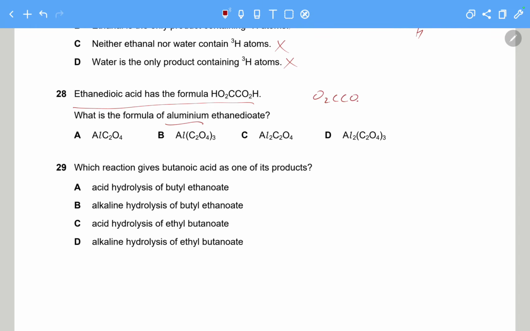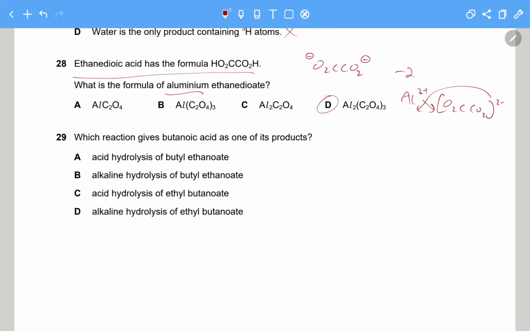So the conjugate base of this acid will be this one, it has an overall charge of -2. So our anion has an overall charge of -2. Our cation has an overall charge of 3 plus. So we have O2C CO2 overall 2 negative. So you can use the cross method of charges and you'll get Al2 and then this group 3 times, and that's option D.